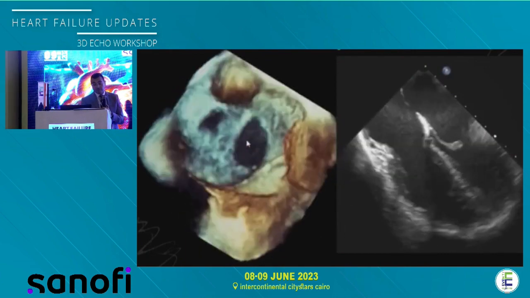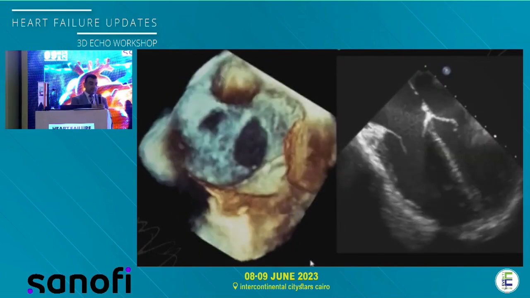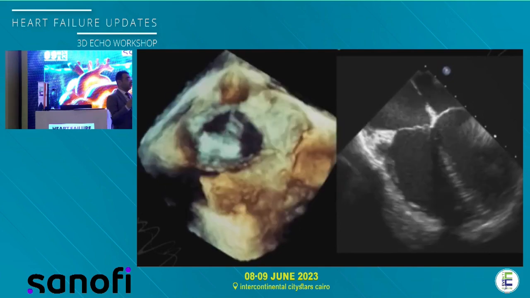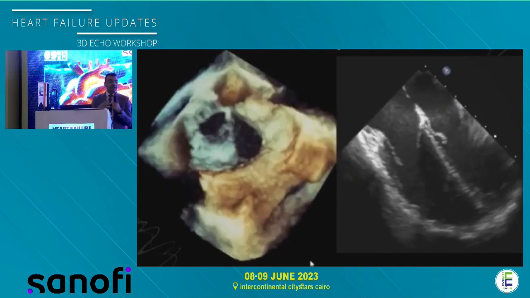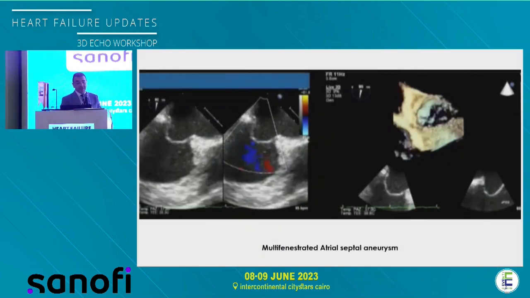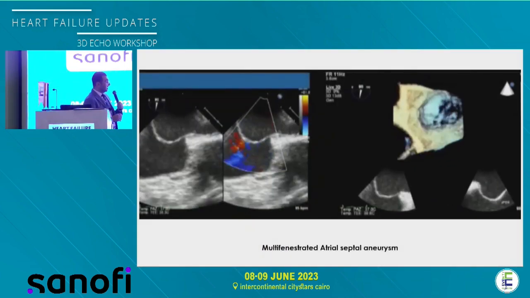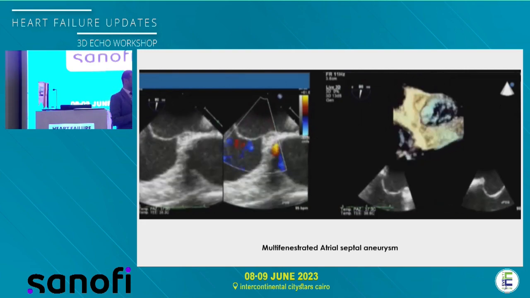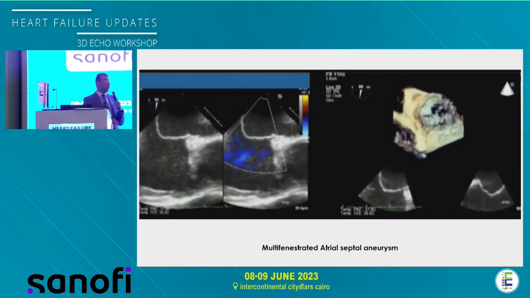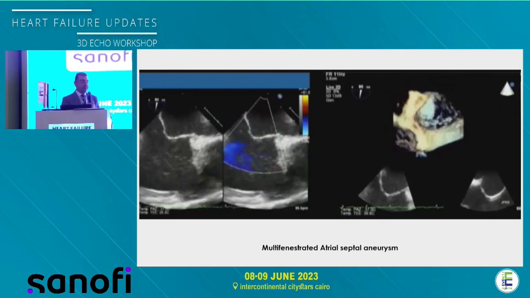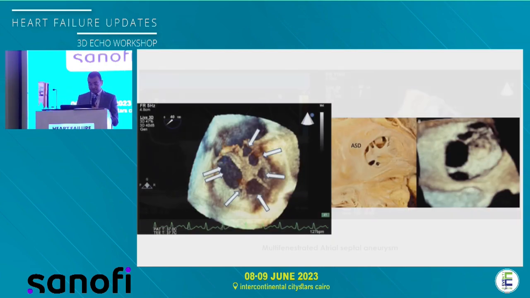Also, you could see from here that you have two defects in the interatrial septum. Yes, when you put your color, you will see two defects, but you will not define which one is bigger, which one is larger, and which one has a specific shape. Also, there is an important point: if you look at the image on the left side, you can see that you have two jets. So you have two ASDs. But when you look by the 3D, you will have a multi-fenestrated ASD. So this changes your decision for the intervention.